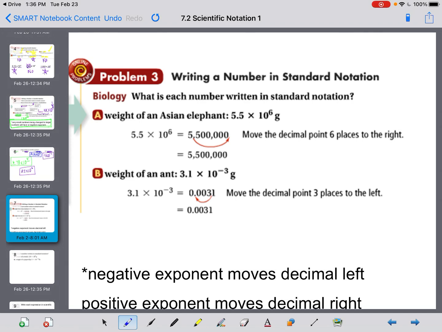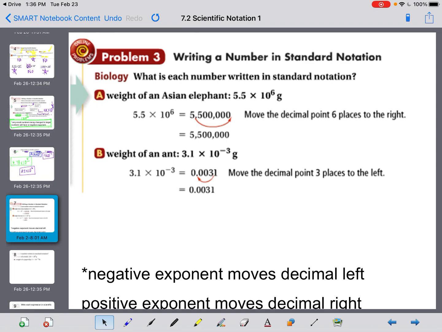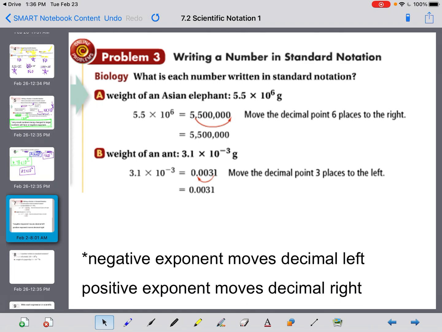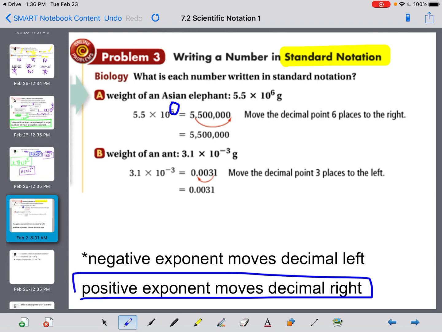Okay, sometimes they're going to give you a number that's already in scientific notation, and we need to turn it back into what they call standard notation. Okay, standard notation is just what the regular number looks like without the power of 10 at the end. So when they give us 5.5 times 10 to the 6th, this positive exponent moves my decimal to the right. Okay, so 5.5 times 10 to the 6th means I move my decimal 6 places to the right to get 5,500,000.